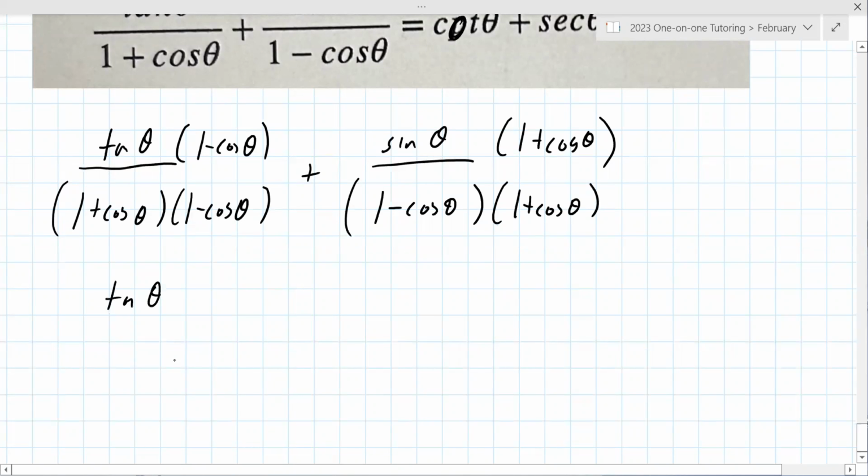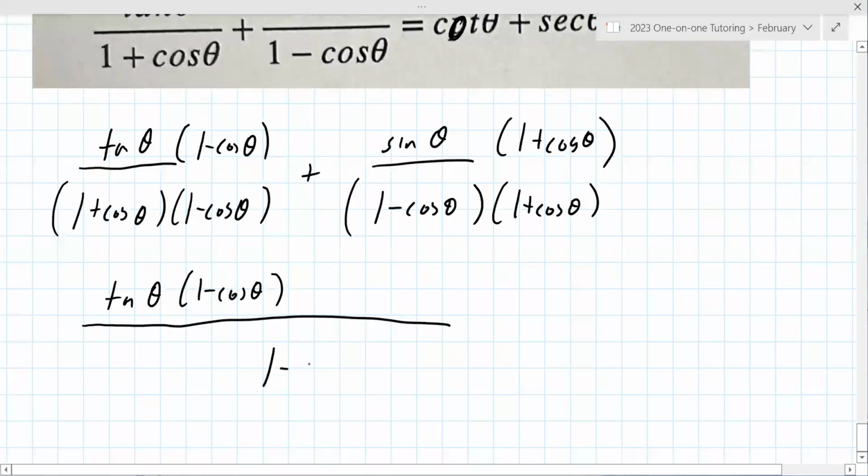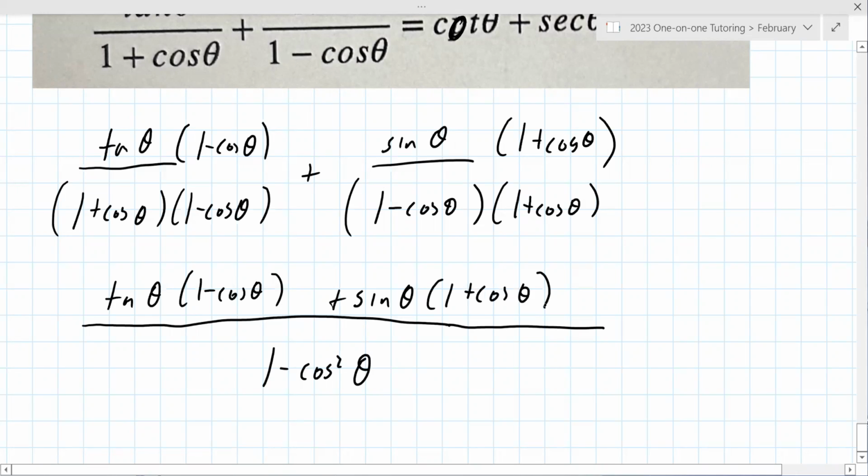The bottom, though, becomes 1 minus cosine squared theta. That's when you FOIL, that's difference of squares. And I know it's hard to know, when do you FOIL, or when do you multiply, when do you look for difference of squares? You know, just the more problems you do, the better you get at this. There's just not a great answer for you.